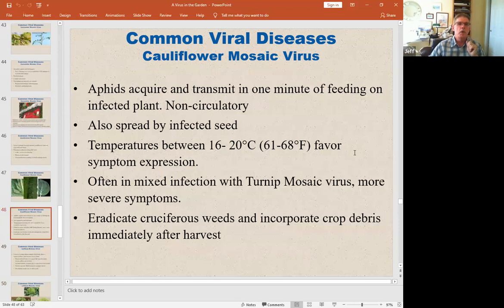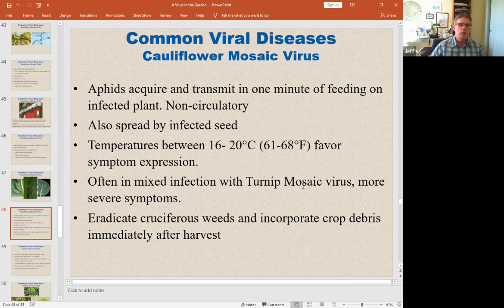Aphids acquire and transmit in 1 minute of feeding on an infected plant, although it's non-circulatory. So the aphid can transmit quickly. If it feeds on non-infected plants, it may lose the virus on its mouth parts. But the acquisition in such a short amount of time makes it very difficult for insect control to be effective. It's also spread by infected seed. The temperatures, and this is typical of viruses, there's an optimum range for symptom expression, so between 61 and 68 Fahrenheit. It's often mixed with turnip mosaic virus, and they both add up to beat up on your plants and cause you misery in the garden.